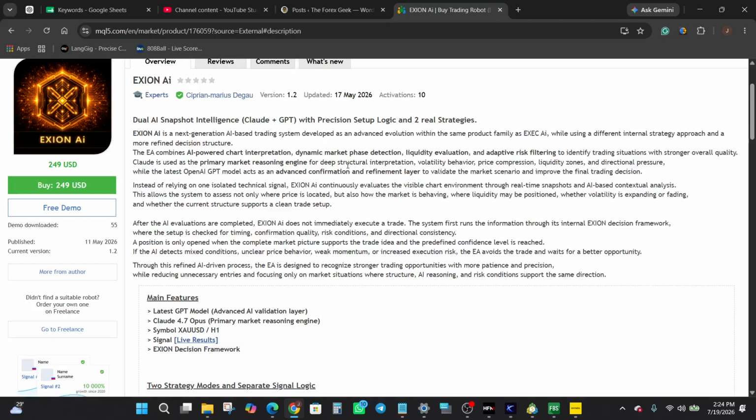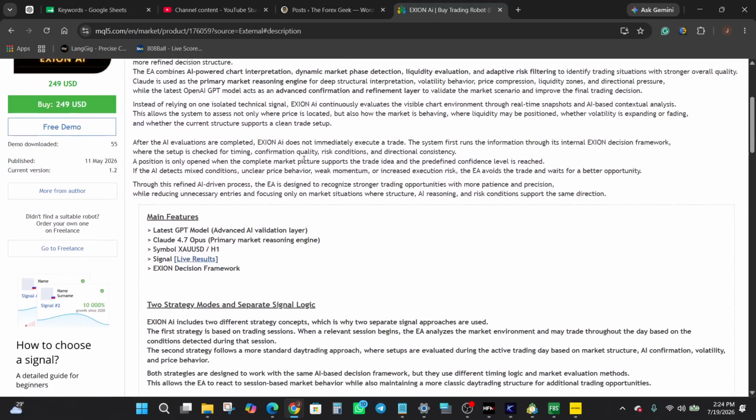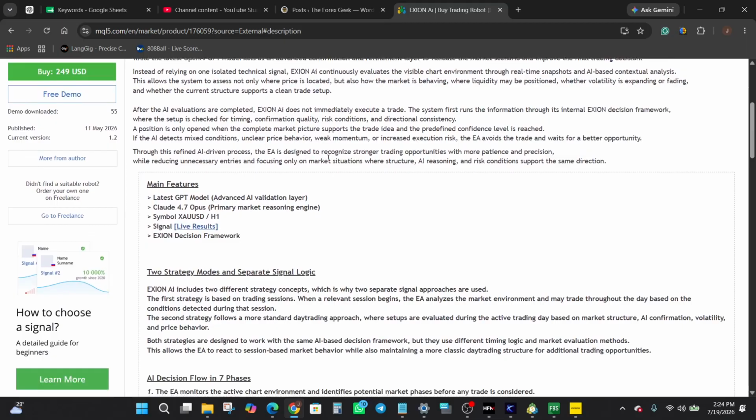Moving into the two strategy modes, one is described as session based, trading throughout the day once a relevant session begins, and the other follows a more standard day trading structure based on market structure and volatility.